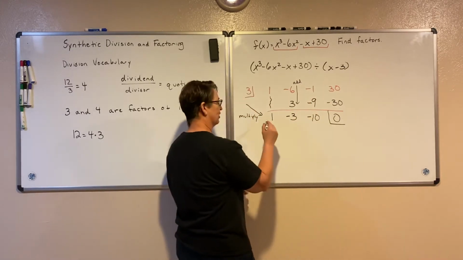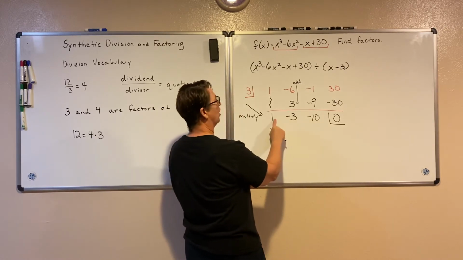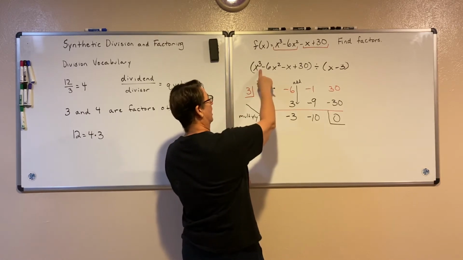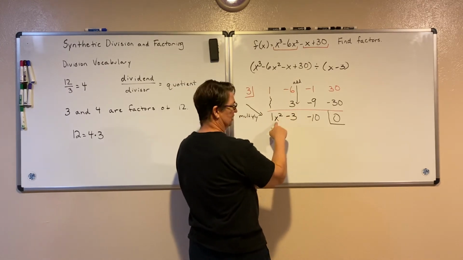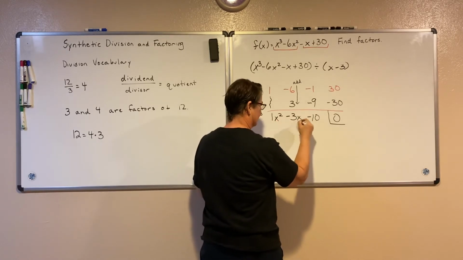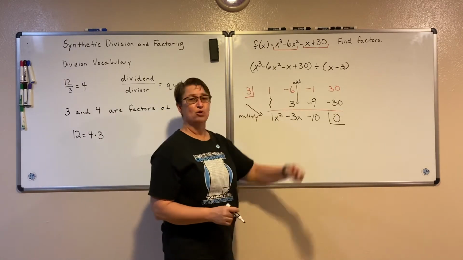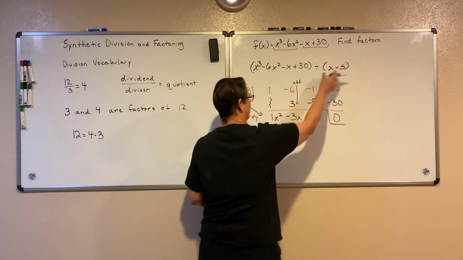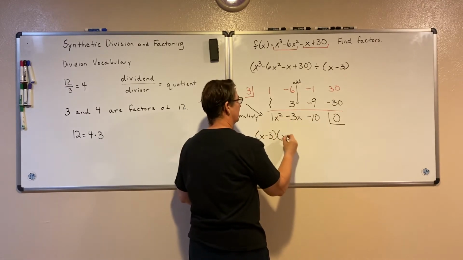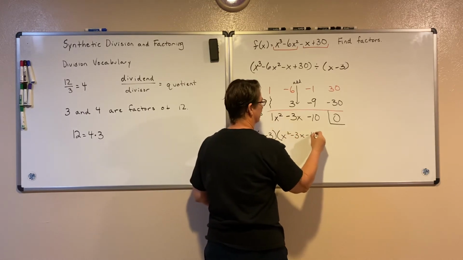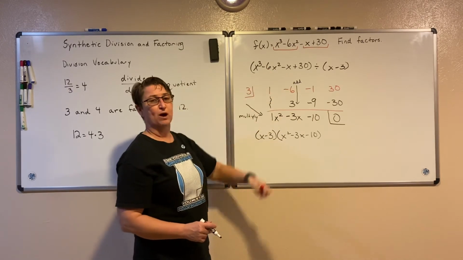In fact, I could rewrite this. Remember, when you have synthetic division, your quotient is always 1 degree less than your dividend, so that you have x squared, and now I'm just going to count down, so x squared, x to the first power, x to the 0 power. So I could actually write this polynomial as 2 factors. My factors are x minus 3 times this quotient, x squared minus 3x minus 10. If I were to multiply this out, I would end up with that original polynomial.